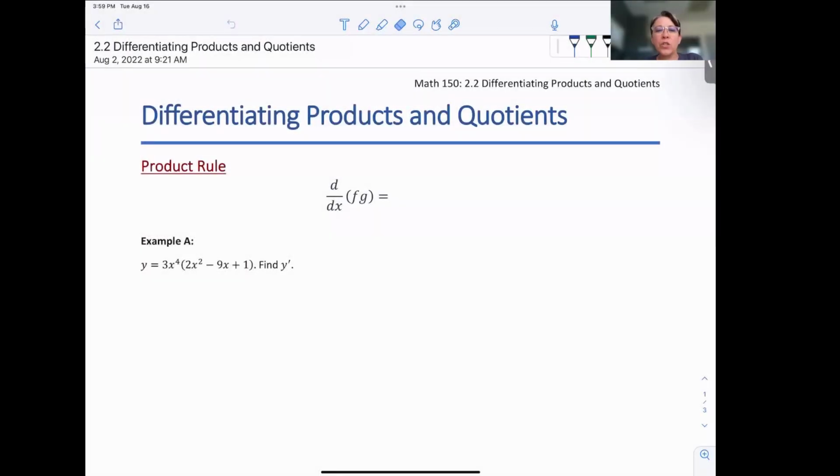Team, we're now ready for section 2.2, differentiating products and quotients. So let's first talk about the product rule. If you have basically two functions being multiplied, here's the derivative.